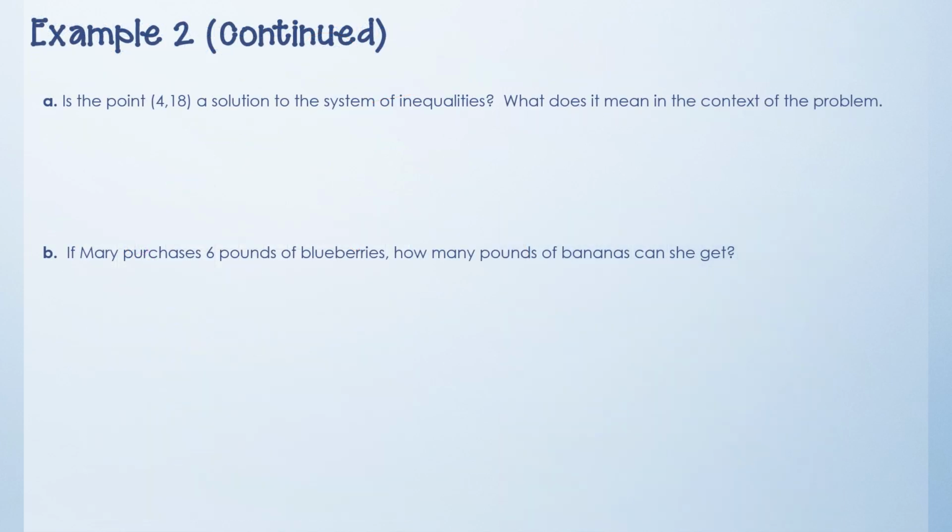So for example 2, is the point (4, 18) a solution to the system of inequalities? And what does it mean in the context of the problem? So look back at your graph. You can plot the point using Desmos. If your graph looks like it's a little bit off, I would maybe utilize Desmos and really zoom into that coordinate. But this is a solution.